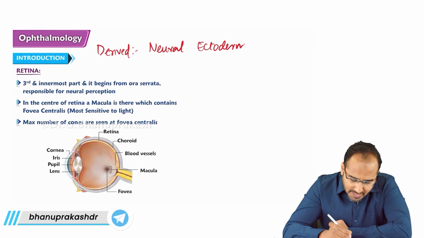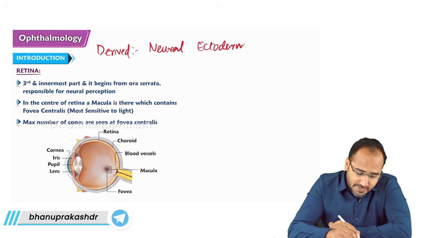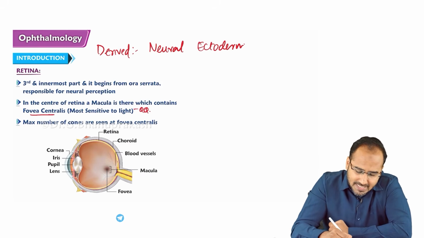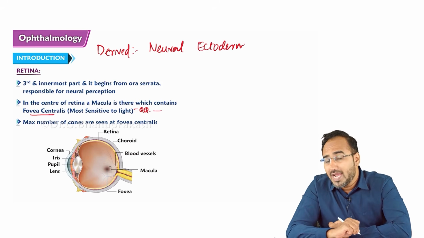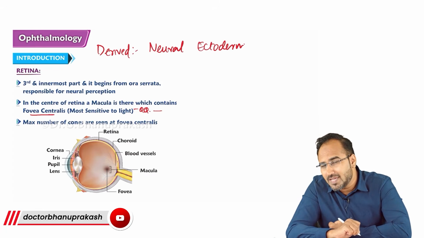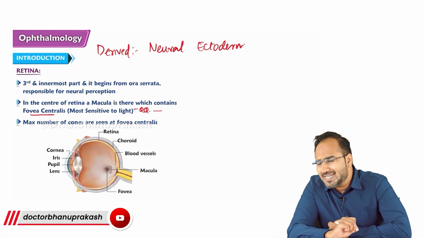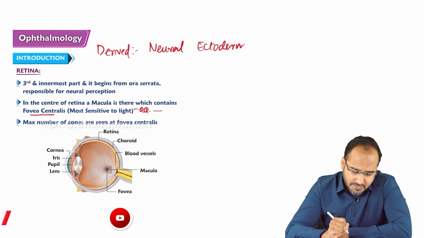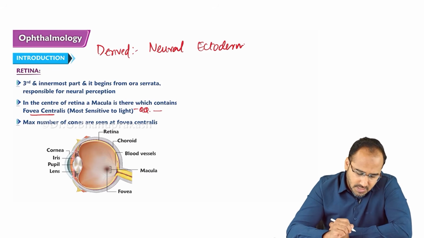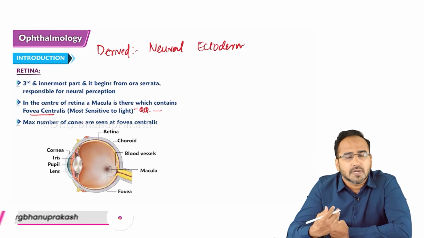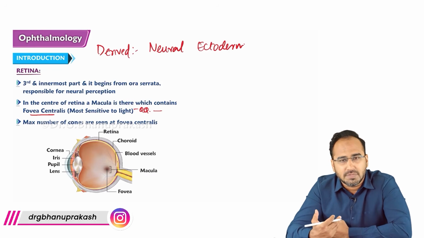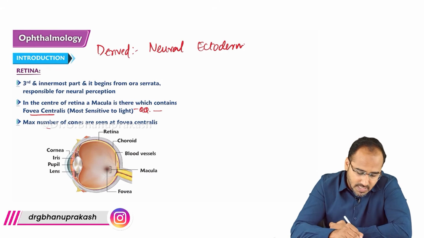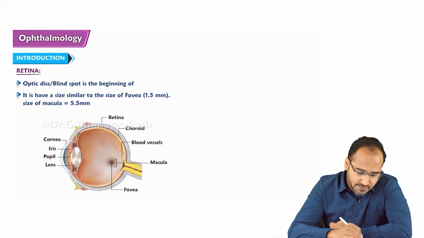In the center of the retina, you see the macula. And in the center of the macula, the most light sensitive area of the eye, you see what, guys? Fovea centralis. Why is fovea centralis regarded as the most light sensitive area? Because in this fovea centralis, you have the maximum number of cones, not rods. Hence, it is the most light sensitive area of the eye. Okay? That was fovea centralis.